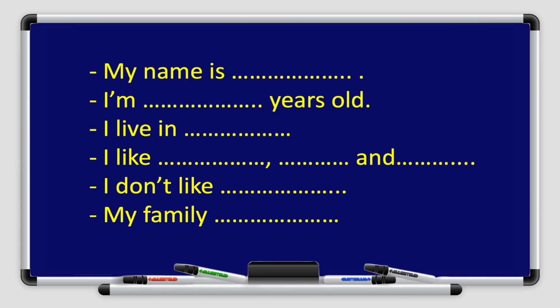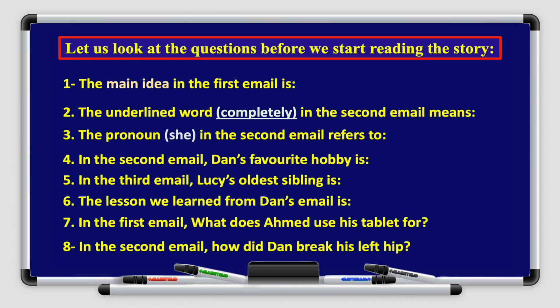So before we start reading, it's better to look at the questions first so we can put them in mind while reading and answering. So we have questions like, what is the main idea of the first email? The second, the underlined word completely in the second email means what? Number 3, the pronoun she in the second email refers to what? Number 4, in the second email, Dan's favorite hobby is what exactly?